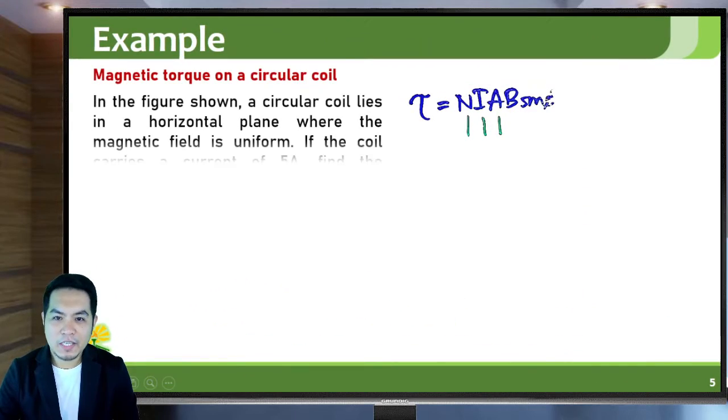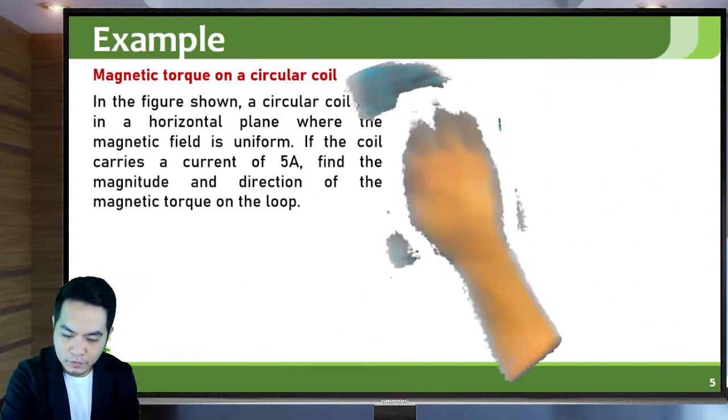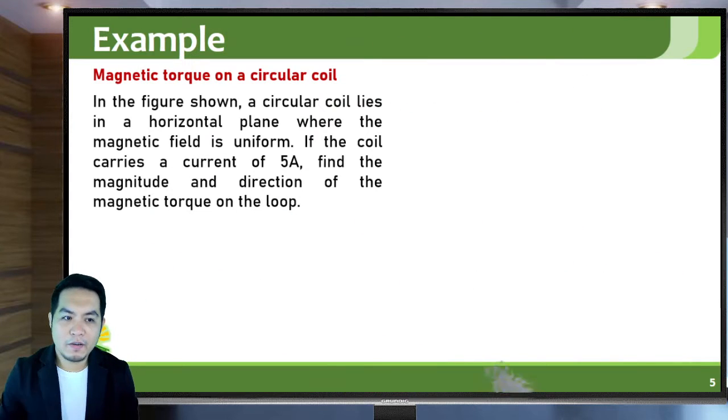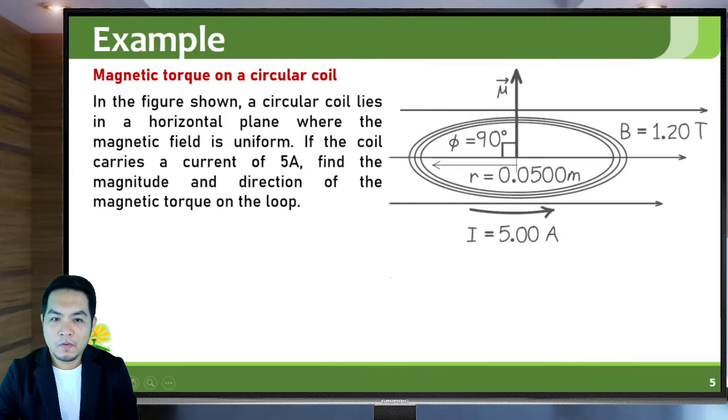So let's just have a very simple example. Suppose you have a circular coil. It lies on the horizontal plane where the magnetic field is uniform. If the coil carries a current of 5 amperes, find the magnitude and direction of the magnetic torque on the loop. So magnitude and direction.